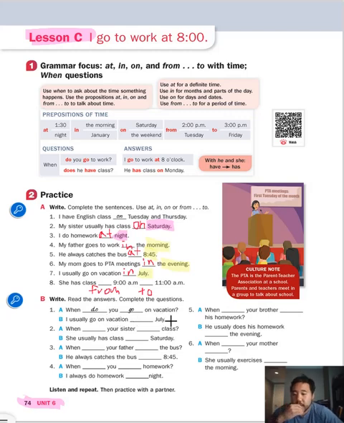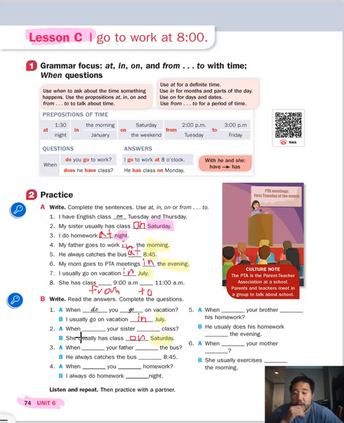So here we can see that there's July, and July is a month, so the preposition of time is in. Number 2, A, when blank your sister blank class. She usually has class blank Saturday. So first, Saturday. Saturday counts as a day, so we have to use on for the preposition. On.